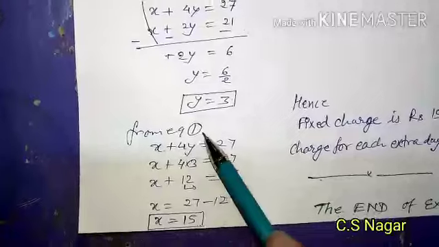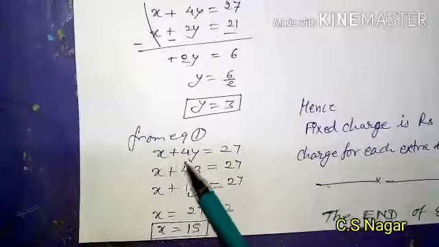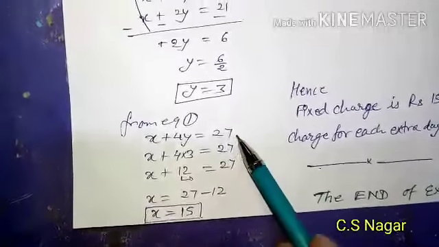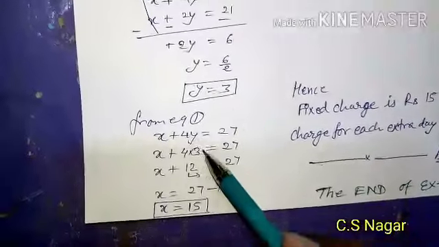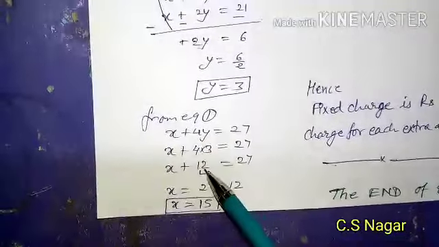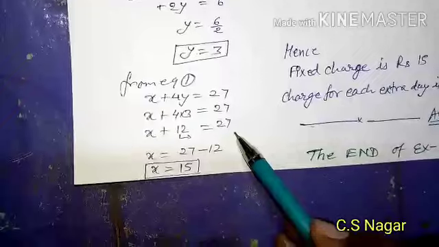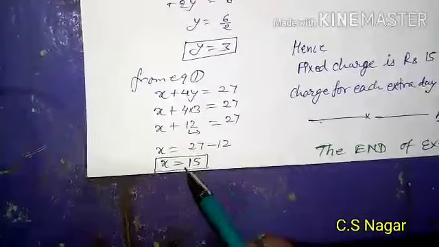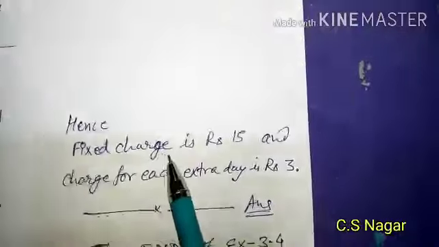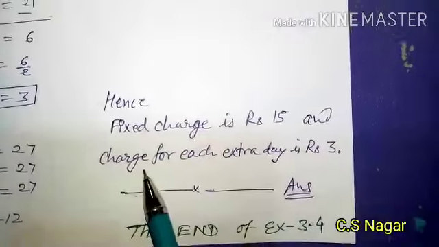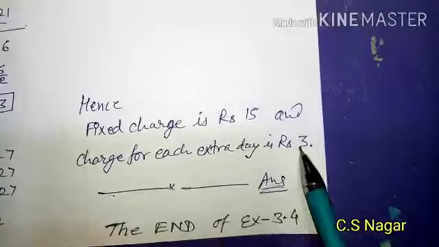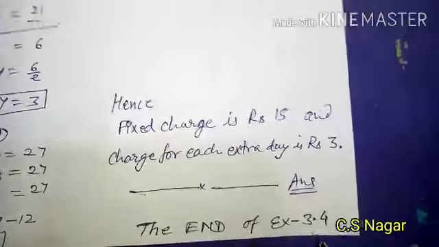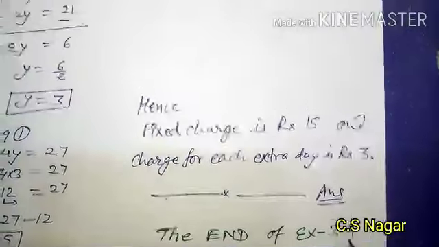Now put this value in equation number 1. Our equation number 1 is x plus 4y is 27. In place of y, write 3. So 4 into 3 is 12, and 12 transfers to the right side. So x is equal to 27 minus 12, that is 15. Hence the fixed charge is rupees 15 and the charge for each extra day is rupees 3. This is the end of exercise 3.4. Okay, thank you guys.